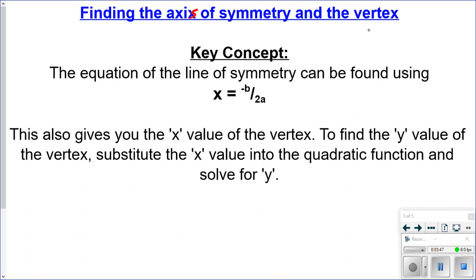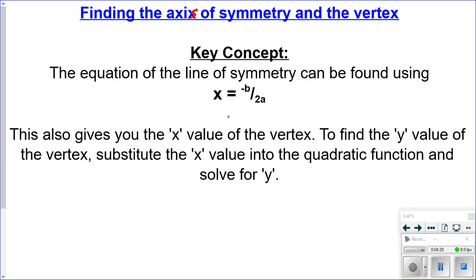So finding the axis of symmetry and the vertex will help us in graphing. So here's the key concept here. You can find the equation of the line of symmetry, or the axis of symmetry, using this: x equals negative b divided by 2 times a. So if you plug in your b value, take the opposite of it. So if your b value was negative, you'd make it positive. If it's positive, you'd make it negative. Divide that by 2 times your a value. It's going to give you the equation of the line of symmetry, or the axis of symmetry.